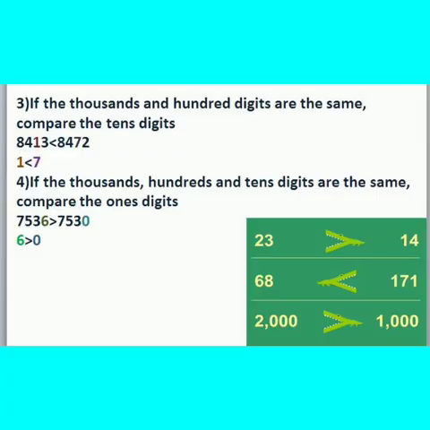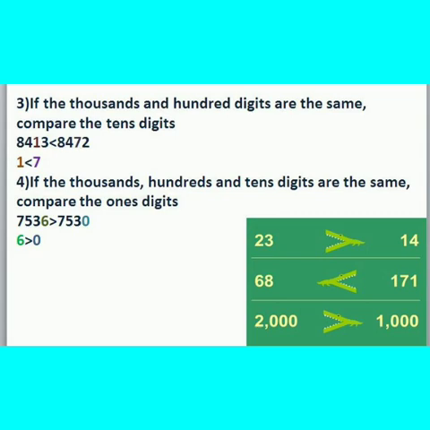Then we are moving into the third step. If the thousands and hundreds digits are the same, we have to look at the tens digits. Here two numbers are given, 8413 and 8472. Here 8 and 4 are in the thousands and hundreds places of both the given numbers. So we have to look into the tens digits.